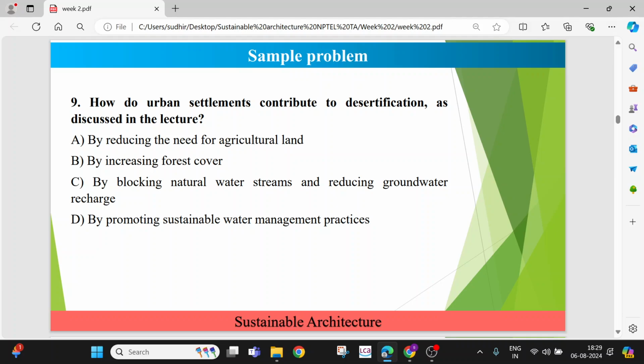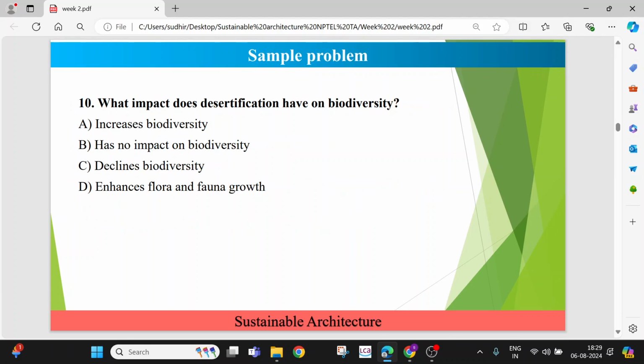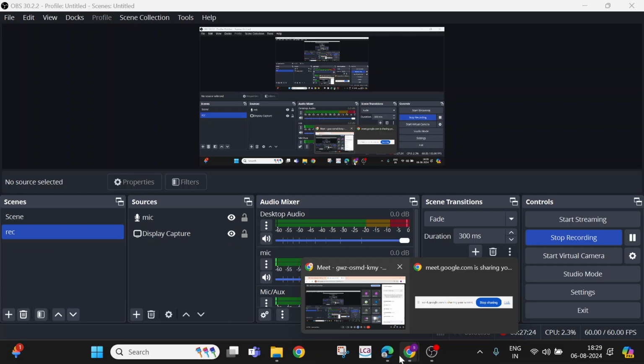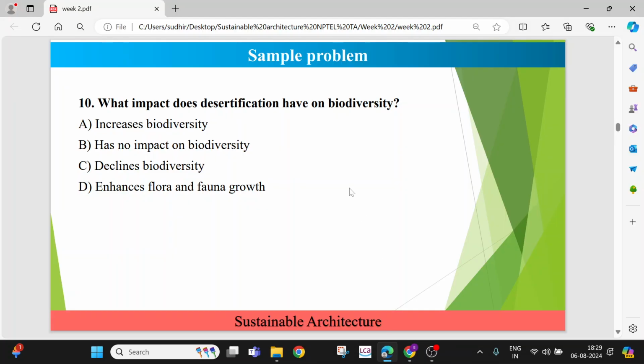Question number 10. Option C, sir. I think it is an easy one. What impact does desertification have on biodiversity?